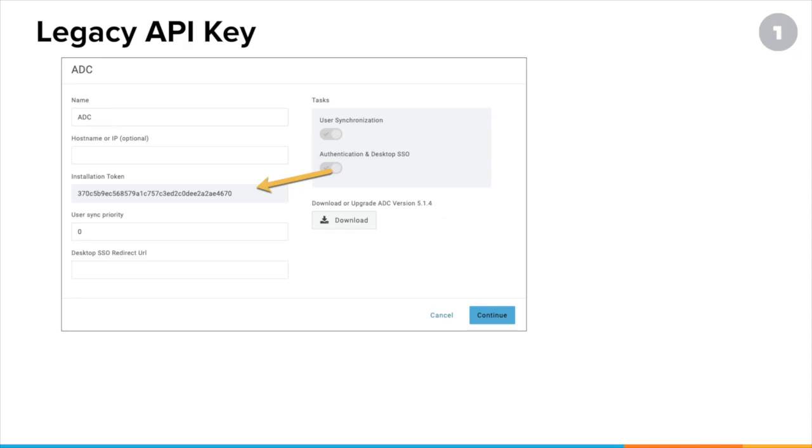Okay, so not something you want to do every day, but if there is some sort of compromise to those systems, you need to make sure that that key is not being used to access OneLogin willy-nilly. So you might need to regenerate the key and then specify a new token over on the Active Directory connector instance side.